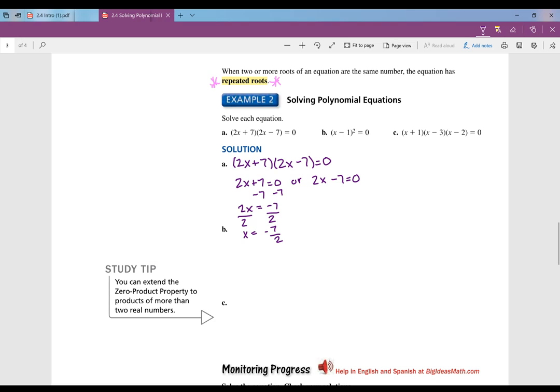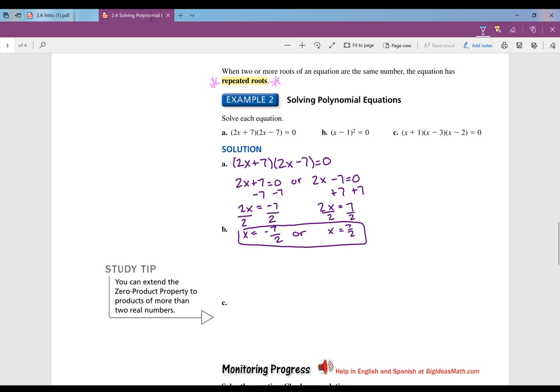For 2x - 7, we want to add the 7 to both sides to get rid of it. So we get 2x = 7. Then again, we want to divide by 2 to get x = 7/2. Okay, so our answer is either x = -7/2 or x = 7/2.